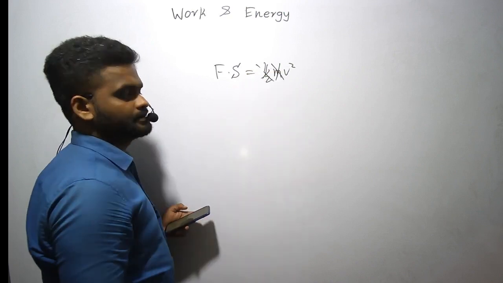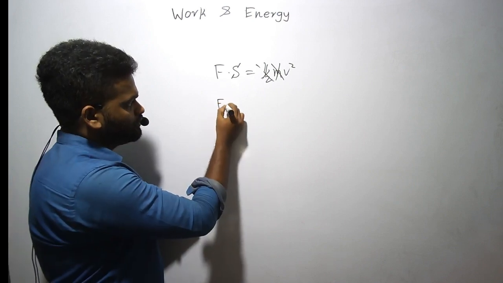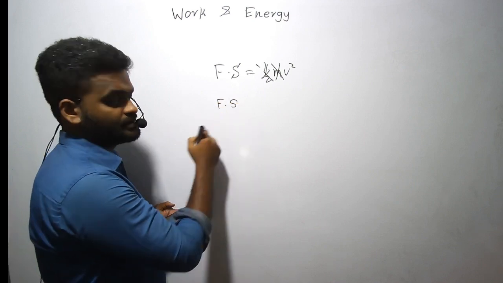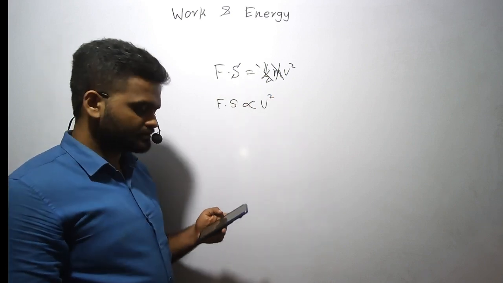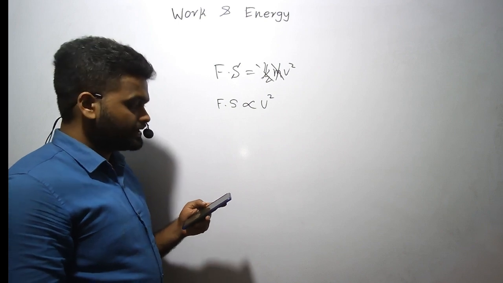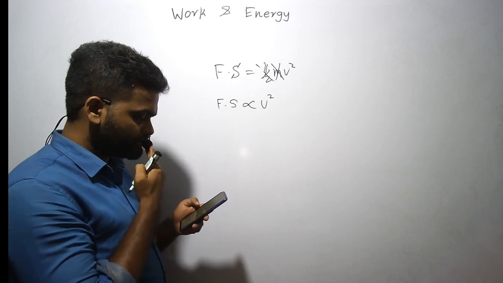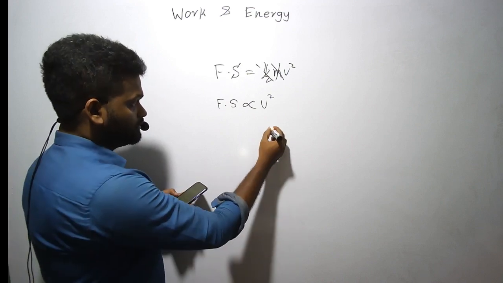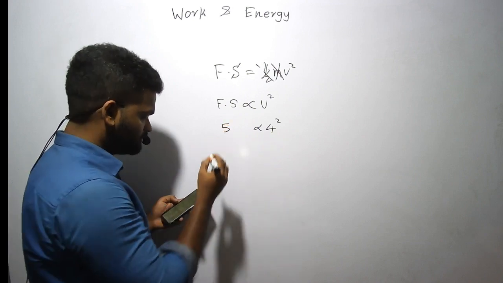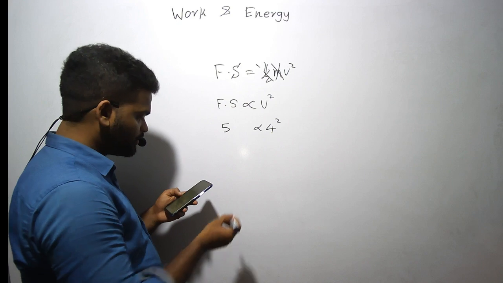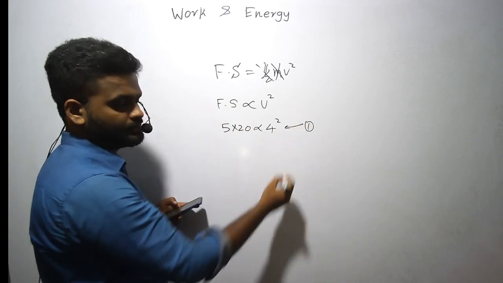Half you don't need. So what changes when you think about the two cases? Force changes, displacement changes, and it is proportional to v squared. There are three variables. Okay? Then apply this proportionality to the first case. So in the first case, what happens? Moving at 4 squared, resistive force 5, moves a displacement of 20. So this is the first proportionality, or the first case.